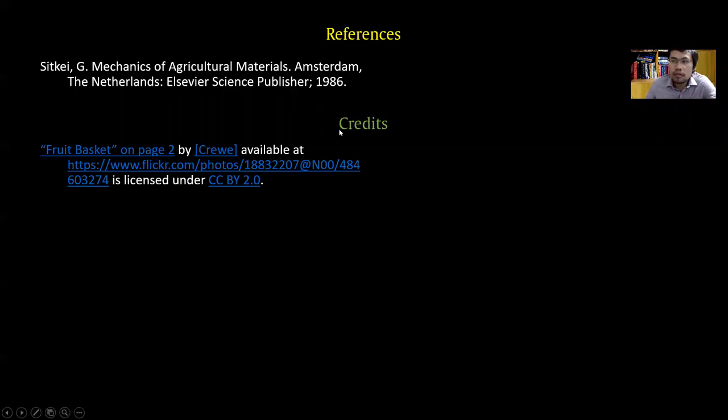In the next lecture, we discuss the common shape descriptions of some ABE materials, so generic common descriptions, shapes, in particular for grains, fruit, and vegetables. We will also look into the packing coefficient.